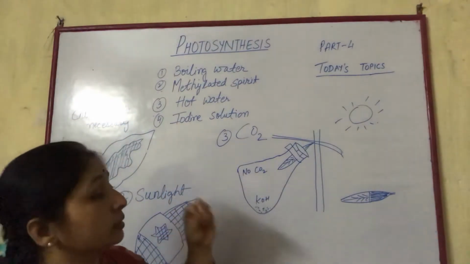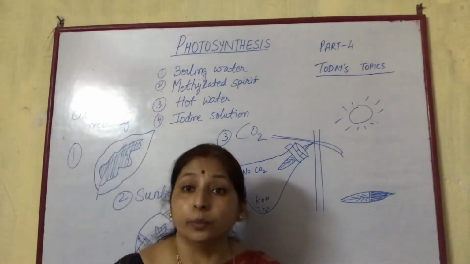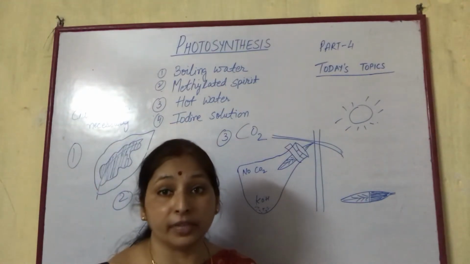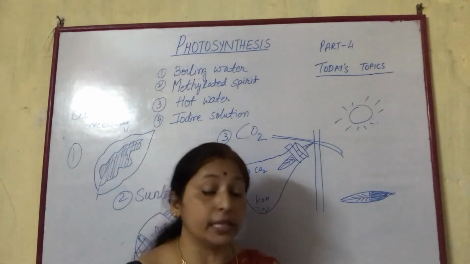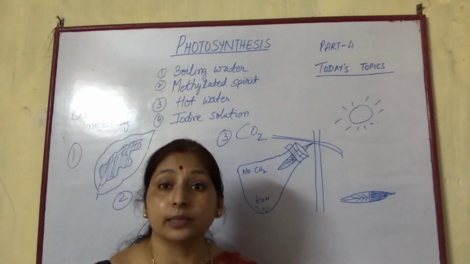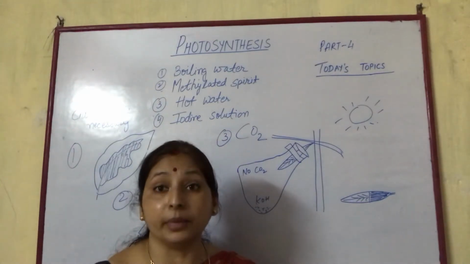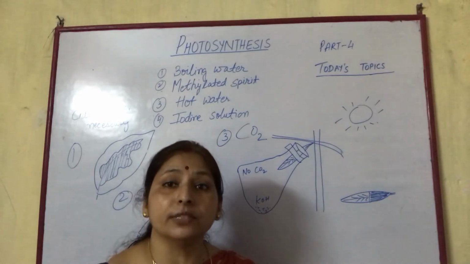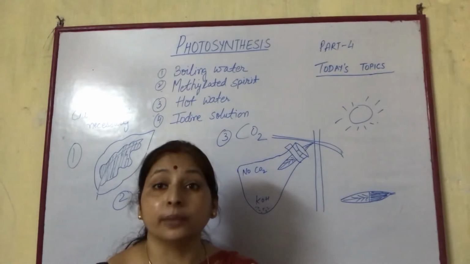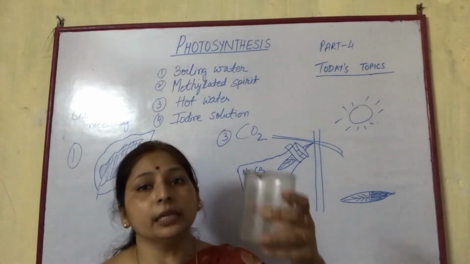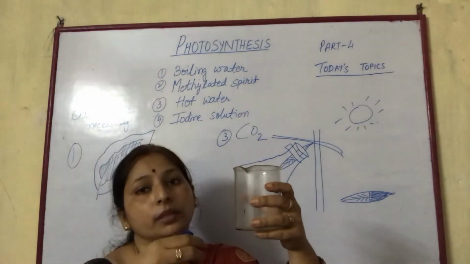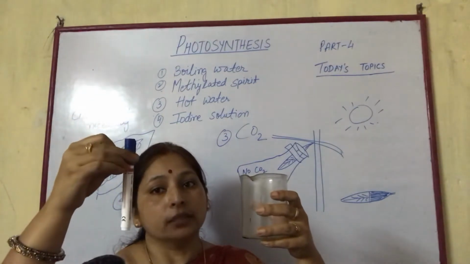Then the leaf sample is boiled in methylated spirit. Methylated spirit catches fire very easily, it is inflammable. So to avoid it catching fire, we boil the leaf sample in methylated spirit in a water bath. Now what is the water bath? We take water up to a level in a beaker, and inside the beaker, in a test tube, we take the leaf sample.